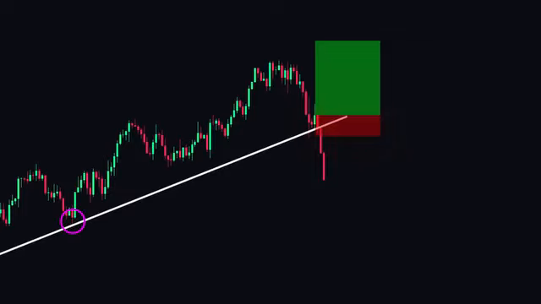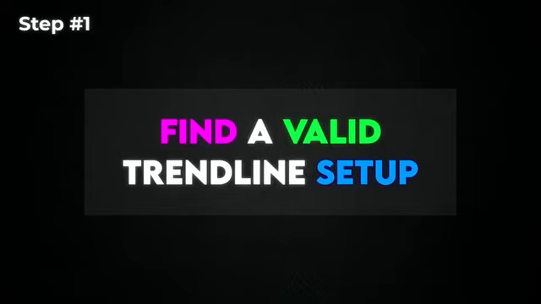And that's exactly why you need a better approach. So, here's the strategy I use that's made me a lot of money. The first step is to spot a valid trend line setup.